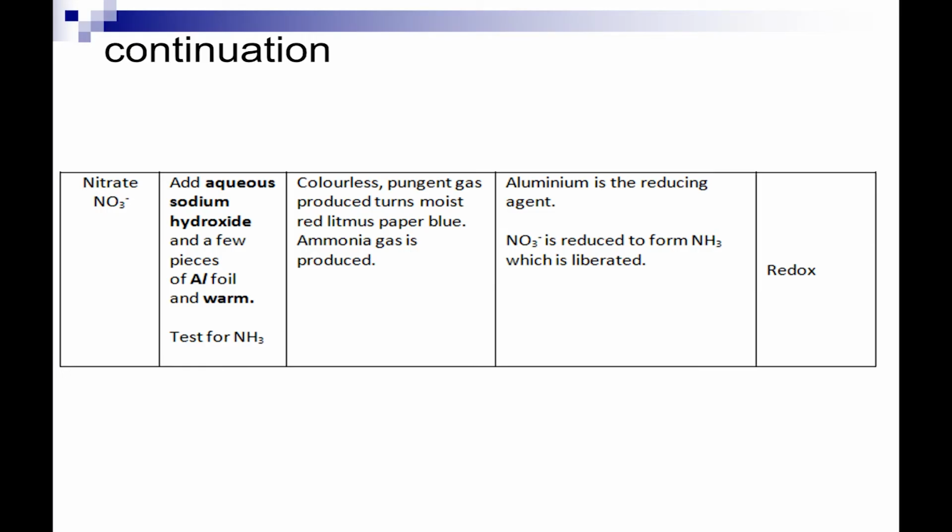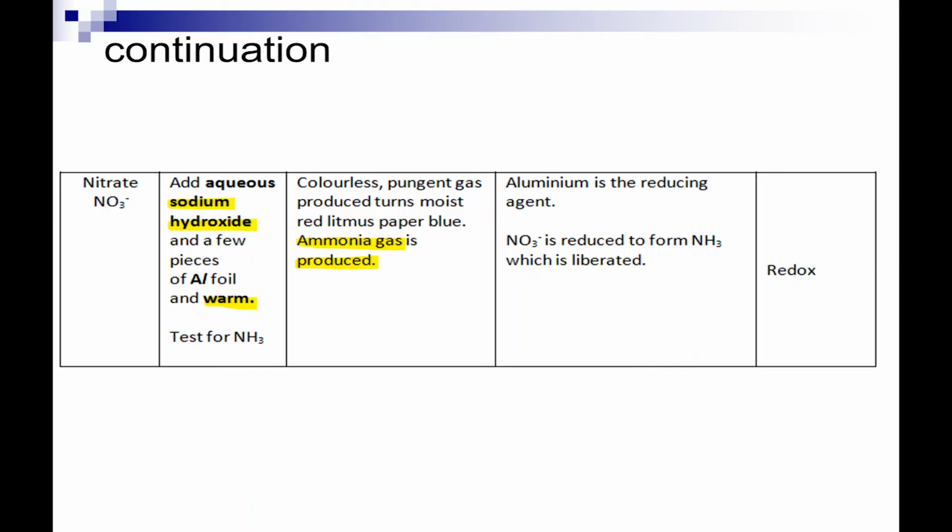So the last anion that we'll be testing for is your nitrate ion. What do you notice about the test for nitrate ion? You got it. It is very similar to the test of ammonium ion. So let's highlight the similarities between the two tests. So the similarities are your sodium hydroxide, warming, and ammonia gas is produced.